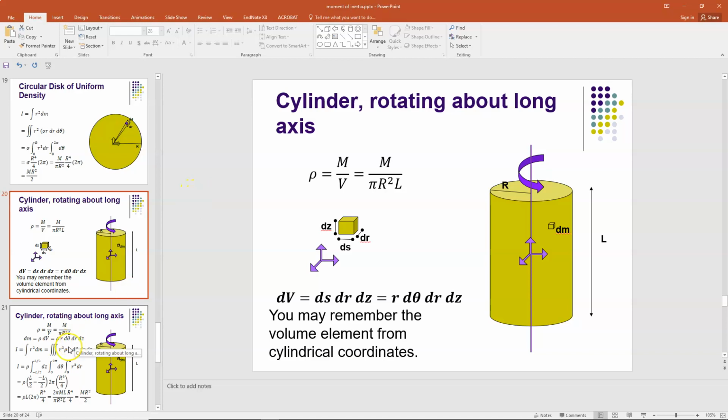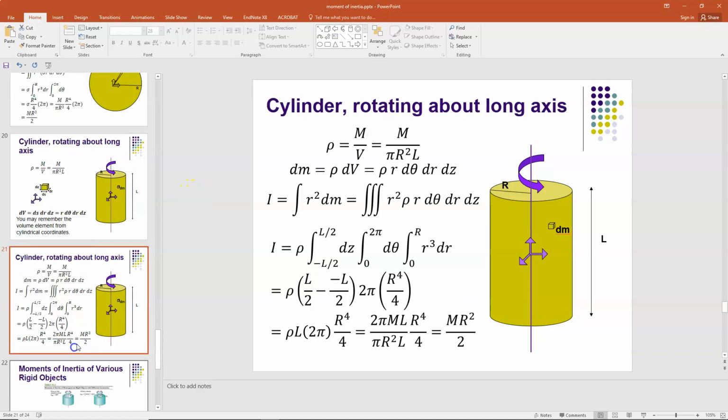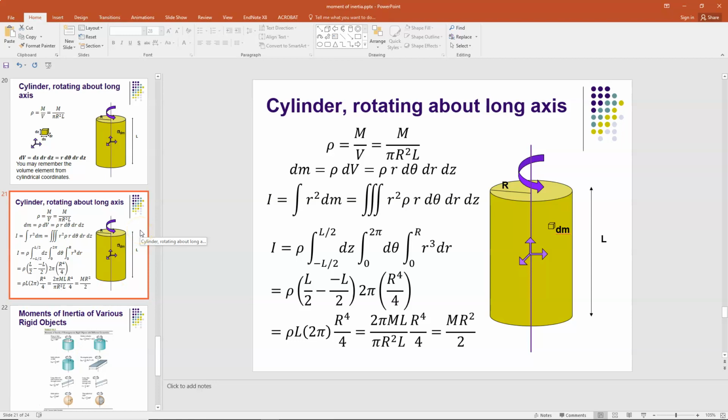And you might remember this volume element from cylindrical coordinates from your calculus class. Okay, so now that we've got that all worked out, let's go ahead and plug it into our equation and figure out what our moment of inertia is. Okay, so our dm is rho dv, and rho dv is rho r dr d theta dz. So if I plug that into my equation for my moment of inertia, which yet again is the integral of r squared dm, then I have the integral of r squared times rho r d theta dr dz.